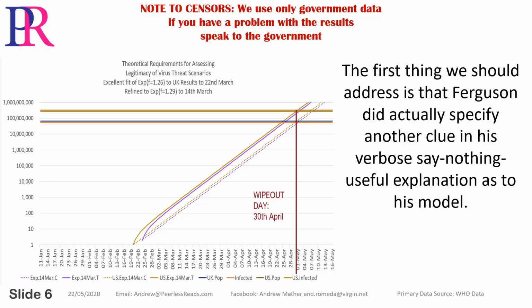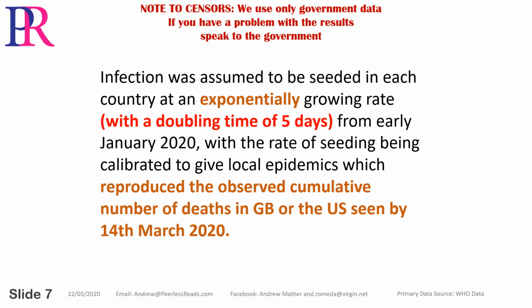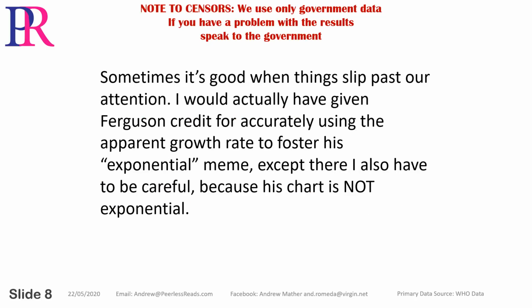The first thing we should address is that Ferguson did actually specify another clue in his verbose, say nothing useful explanation as to his model. "Infection was assumed to be seeded in each country at an exponentially growing rate with a doubling time of 5 days, from early January 2020, with the rate of seeding being calibrated to give local epidemics which reproduced the observed cumulative number of deaths in GB or the US seen by 14th March 2020." Sometimes it's good when things slip past our attention.